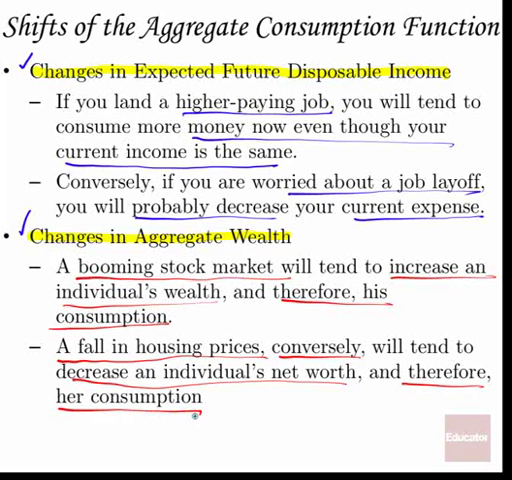So if you have a $450,000 house and the housing market collapses, which it did in 2007, 2008, and now your house is only worth $250,000. Well, you're less wealthy, and so the consumption of items might actually decrease. So you might have a shift downwards of your consumption function.